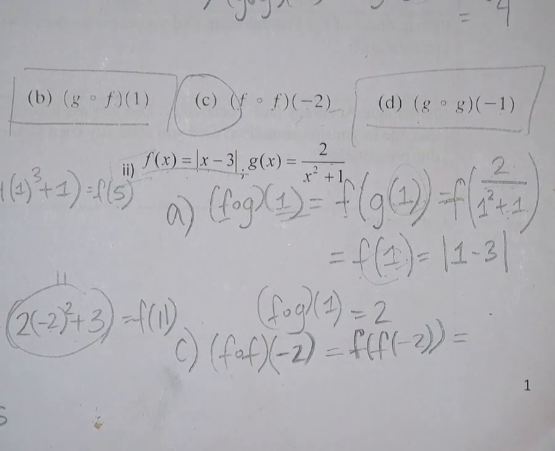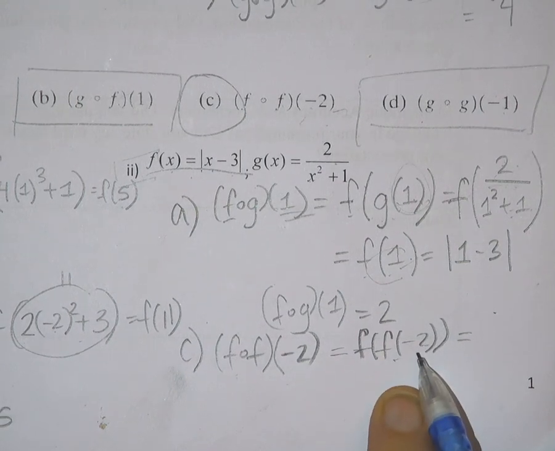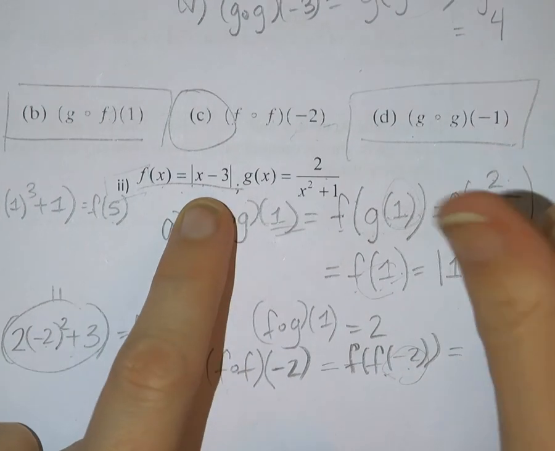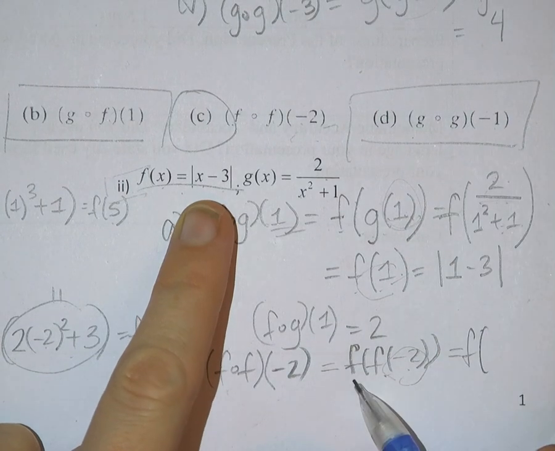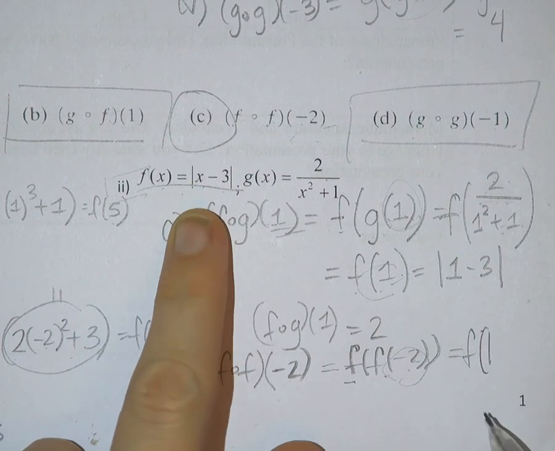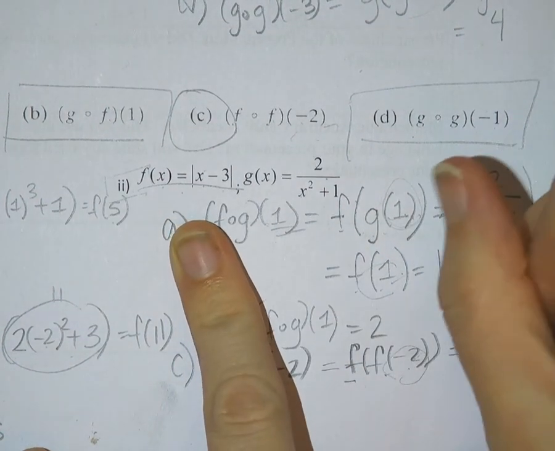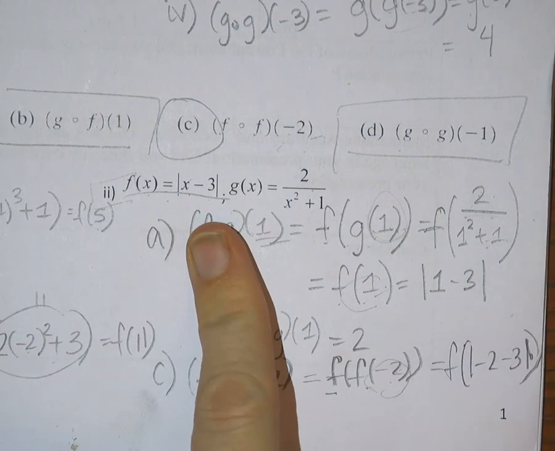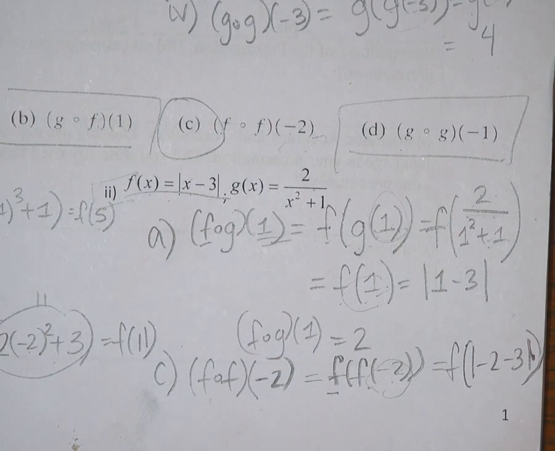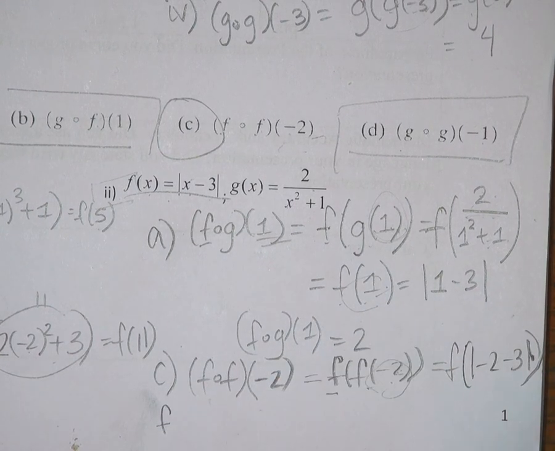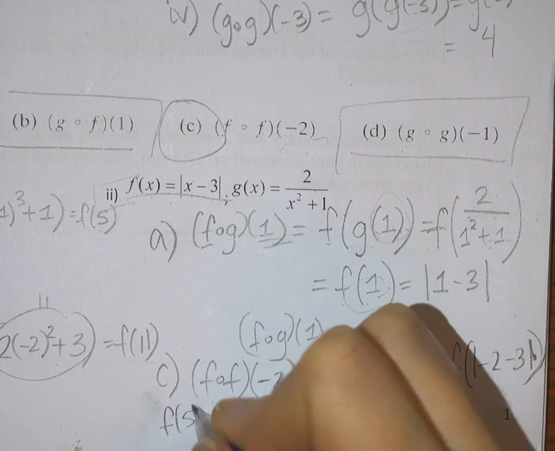Okay. Again, work our way from the inside out. So I'm going to start with f of negative 2. So I'm going to take my function f, and I'm going to plug in negative 2. So if I do this, I should have the f remaining on the outside, and then absolute value of negative 2 minus 3. Okay. Negative 2 minus 3 gives me negative 5, so this ends up being f of the absolute value of negative 5, which is positive 5.